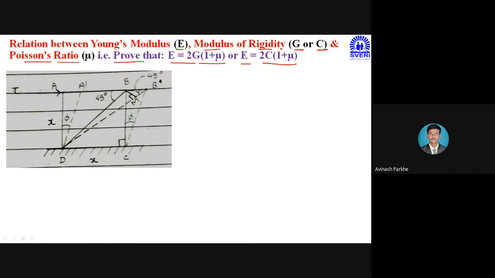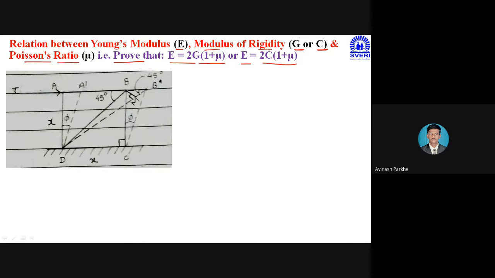G or C, this is the same. Sometimes in the examination, they ask to prove that E is equal to 2G in bracket 1 plus mu, which we can derive very easily. But sometimes they ask to prove that E is equal to 2C in bracket 1 plus mu, and students get confused about what C is. But we have to remember that G is equal to C, meaning the modulus of rigidity. So for this derivation, once again we have to consider one figure.